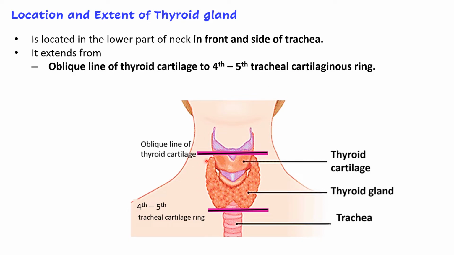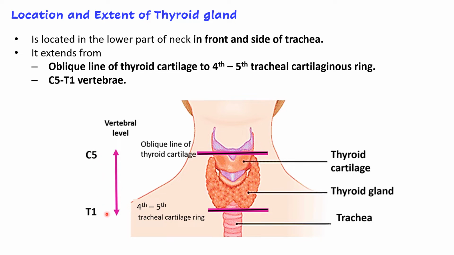It extends anteriorly. You can see here, this is the thyroid cartilage, this is cricoid cartilage, this is trachea. So here we have an oblique line on the lateral aspect of the thyroid cartilage. So it extends above till the oblique line. This is the oblique line. In fact, you can see this oblique line of the thyroid cartilage, and below it will extend till 4th or 5th tracheal cartilaginous ring. Vertebral levels, it lies opposite to C5 to T1 vertebra.